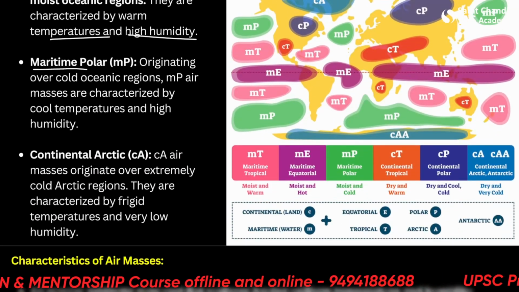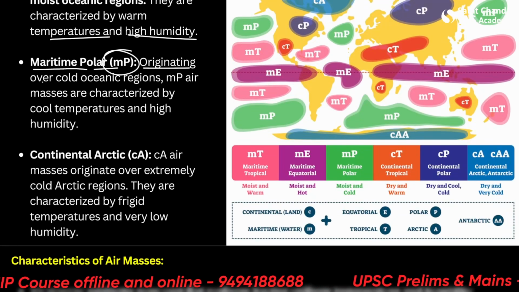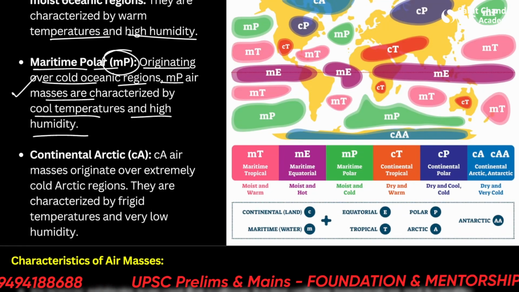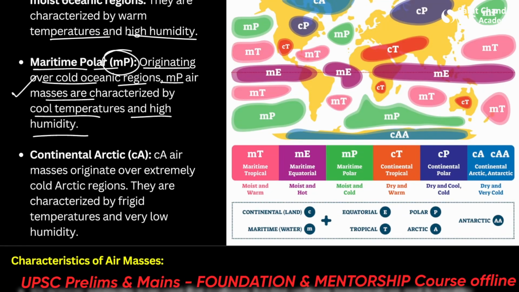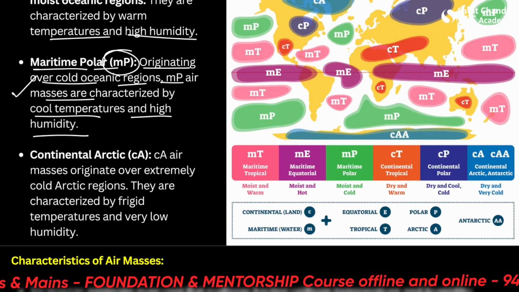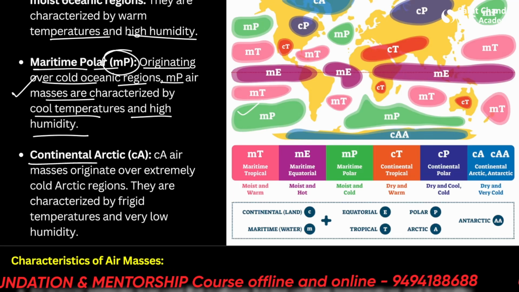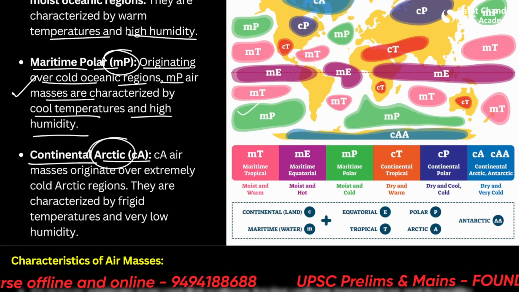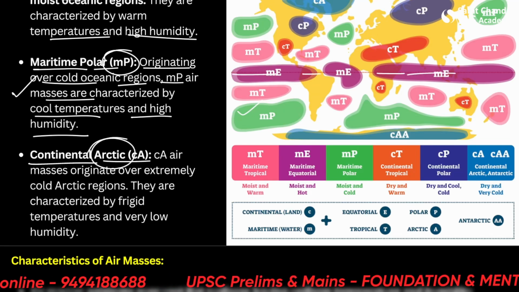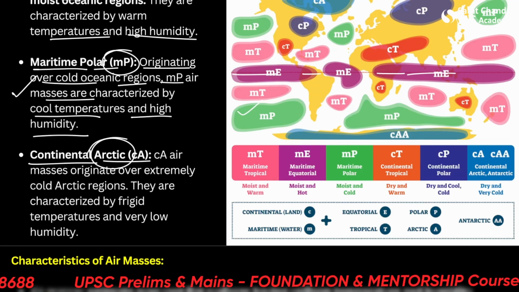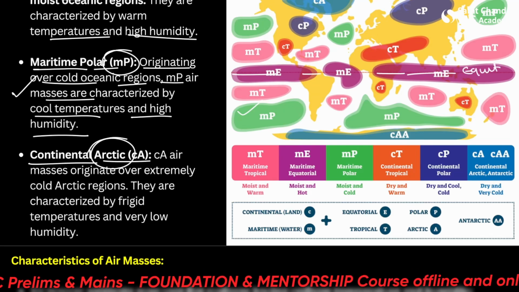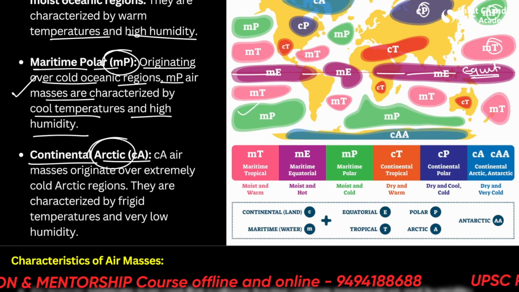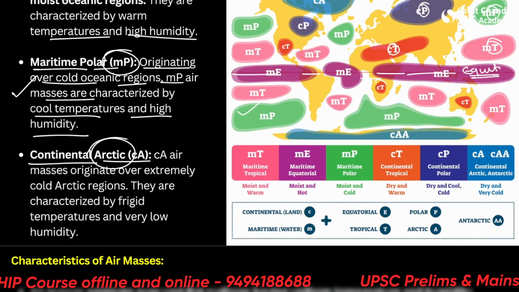Now one is the maritime polar, that is MP. Originating over cold oceanic regions, MP air masses are characterized by cool temperature and high humidity. So this can be in, let's say, more southern regions. Here you can see MP. Then continental Arctic, which will be more towards the Arctic or Antarctic region. Here you can see a map. These are the ME types. ME means maritime and equatorial. Maritime tropical and maritime polar. Then continental polar, continental tropical, and here continental tropical again.